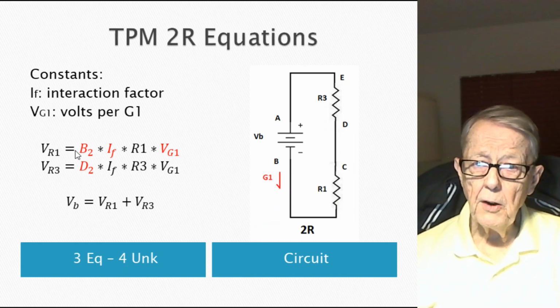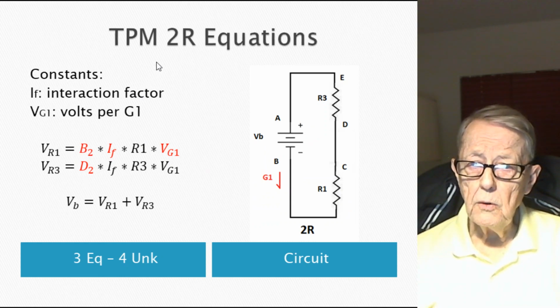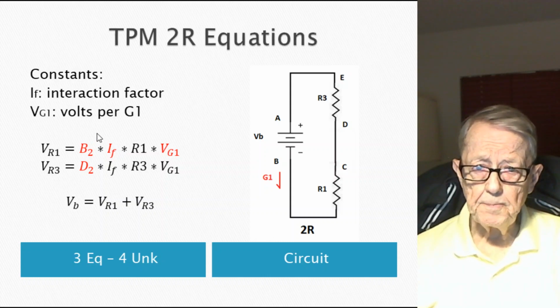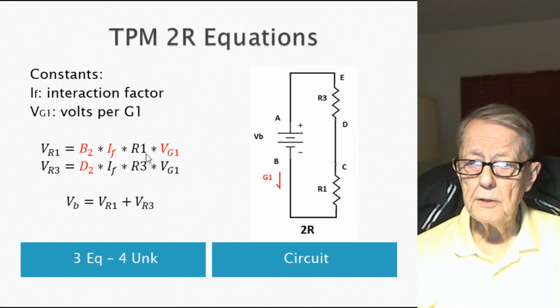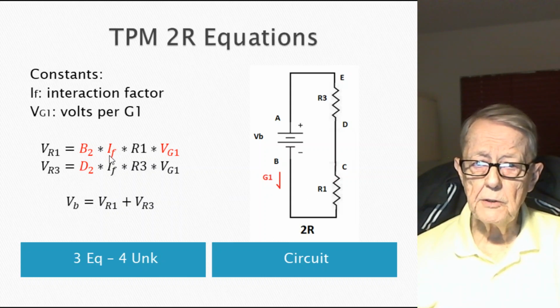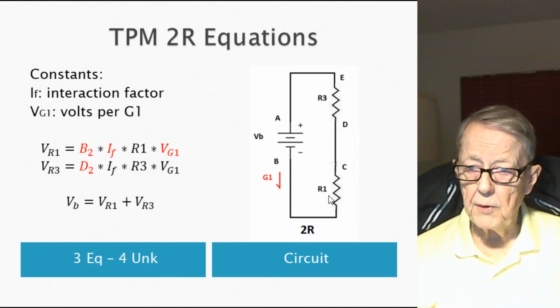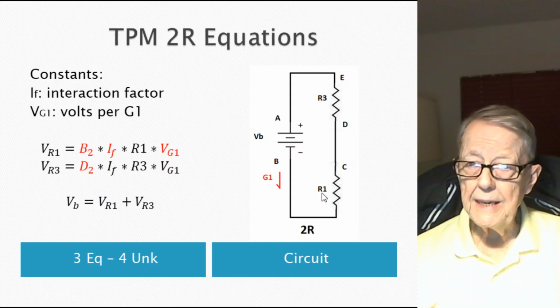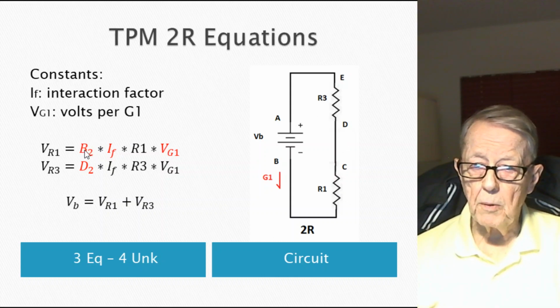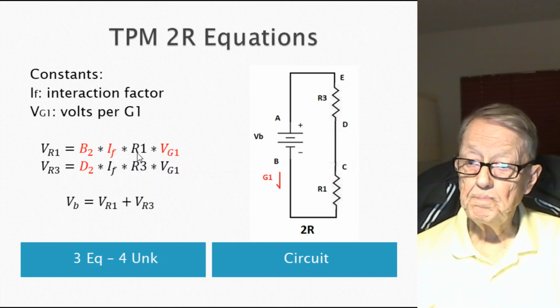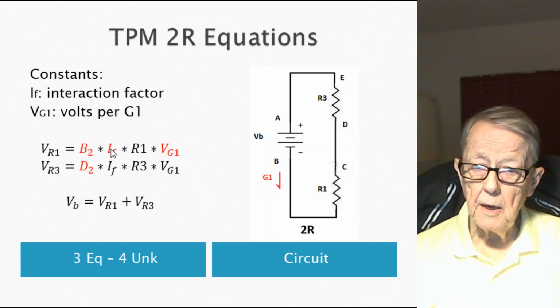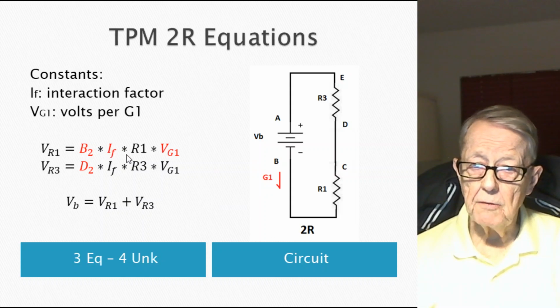Now here are the equations for the 2 resistor circuit. The voltage drop across each resistor is based on the number of G1 particles entering the resistor. Entering resistor 1 is B. Entering resistor 3 is D. So it's proportional to the number entering. It's proportional to the percent interacting with the resistor. The larger the resistor, the greater the interaction. But this becomes one of the constants that I'm looking for.